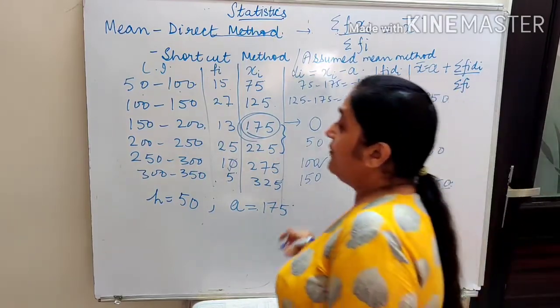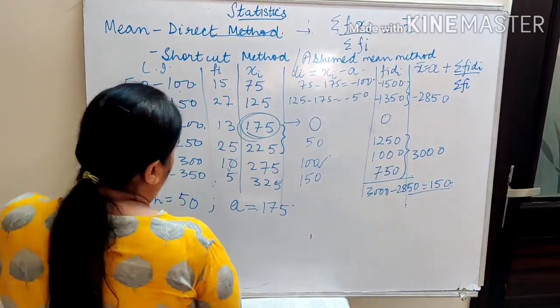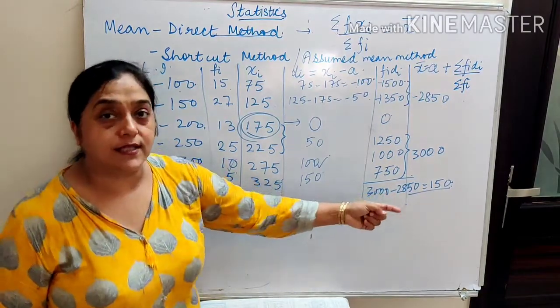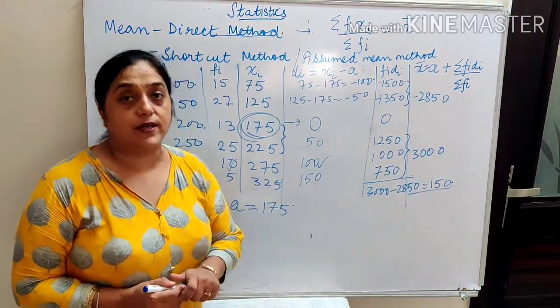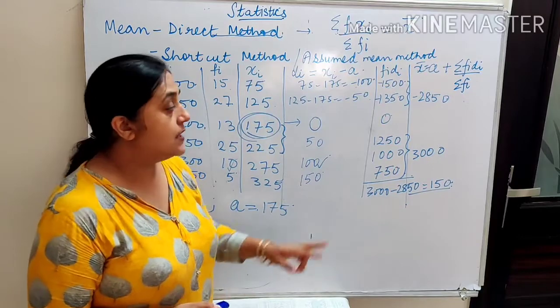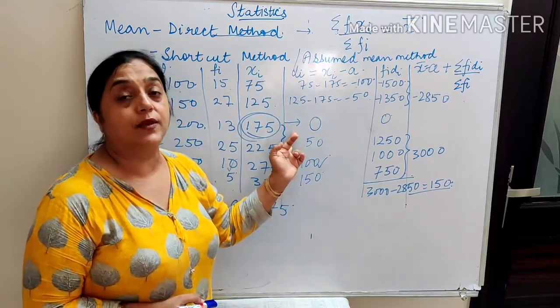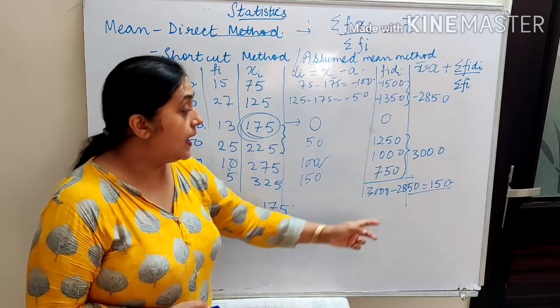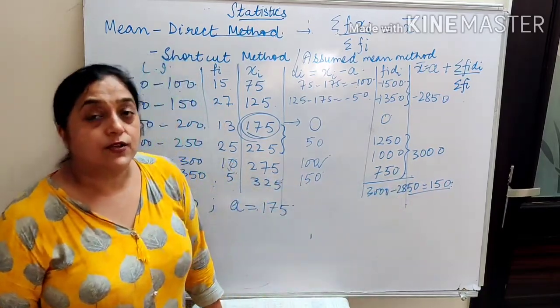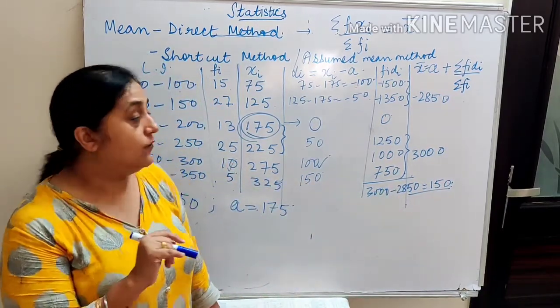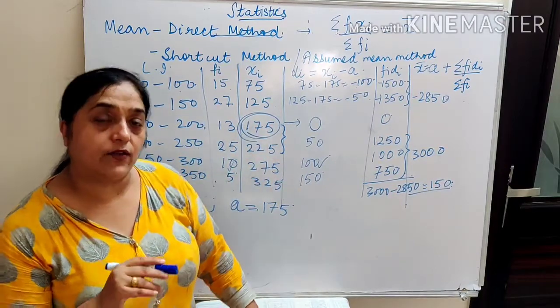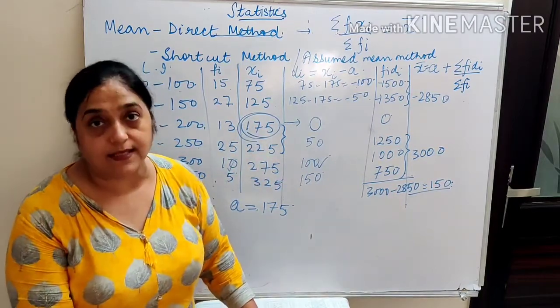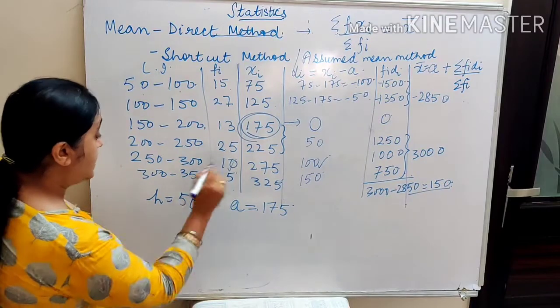If this value, FiDi or FiUi, comes out positive, please check it out. In the previous question, FiUi was negative. That means the mean we assumed was slightly more than the exact mean. Now in this case it is positive. So that means our mean is slightly more than 175; our value came out plus from 175. Right? So please check it out.